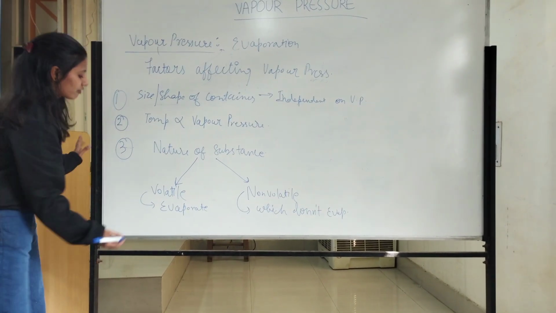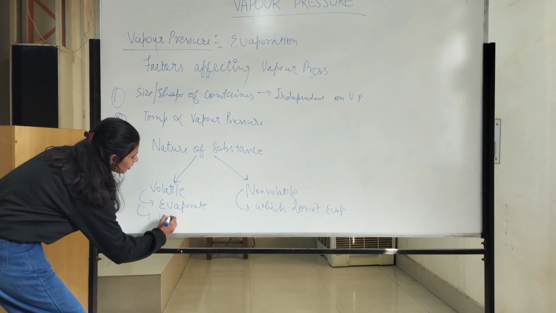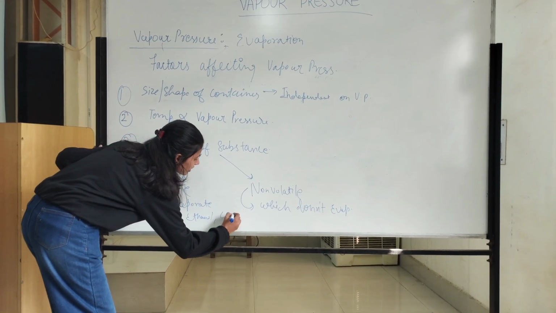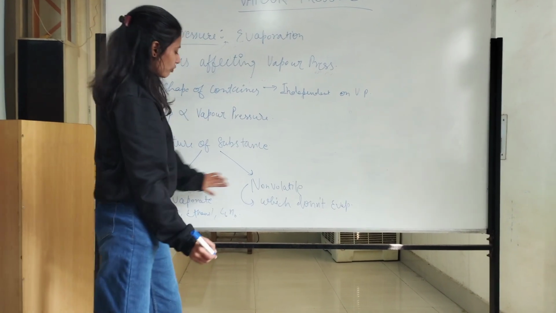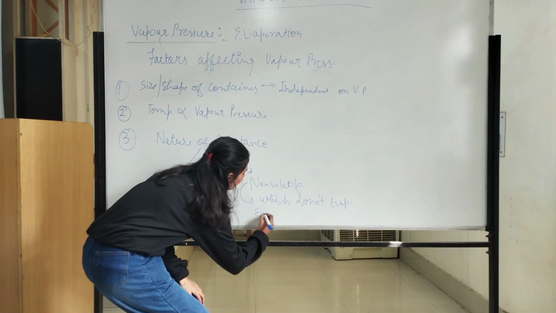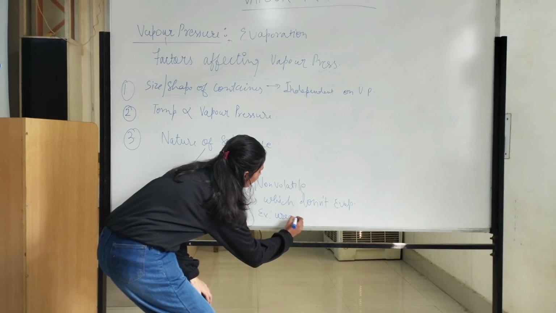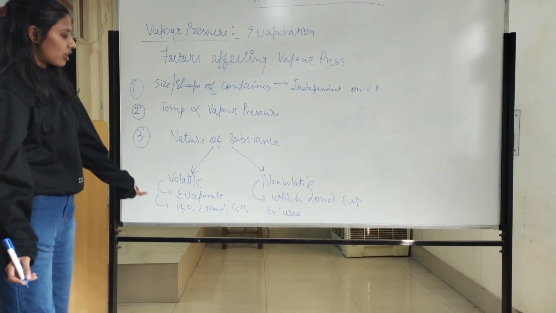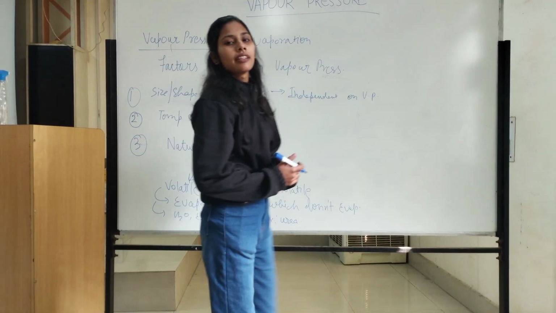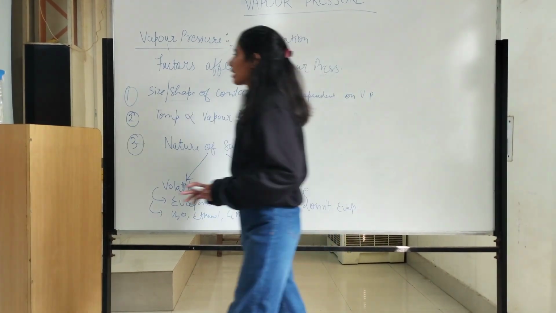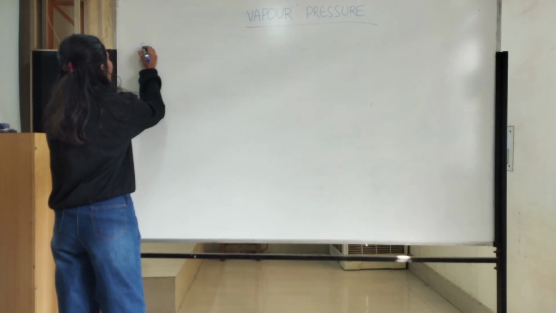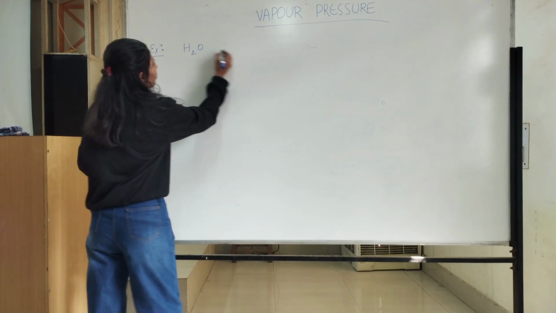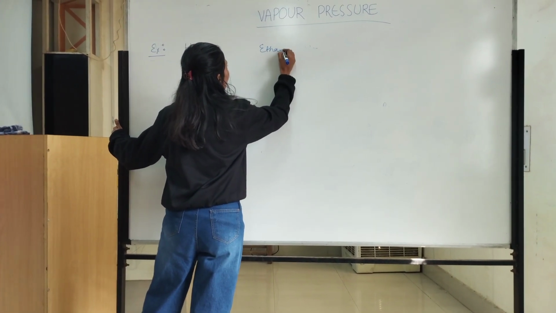So examples of volatile liquids are water, ethanol, benzene, etc. And an example of a non-volatile liquid is urea. So based on the nature of substance, there are two types of liquid: volatile and non-volatile. Now we will discuss the example of volatile liquid. Water and ethanol are examples of volatile liquid.